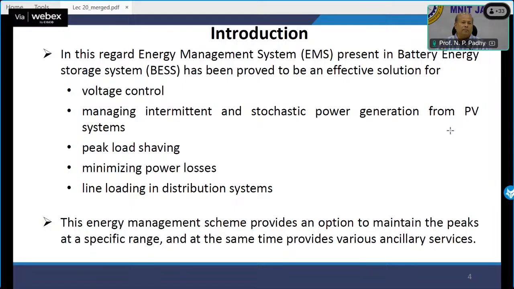So the battery is not only applicable to manage your peak saving or during peak hours, and it is also important that it can exercise some of the ancillary supports in the system. So that is one important aspect of the battery system.